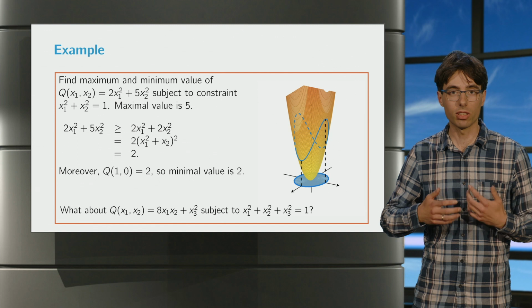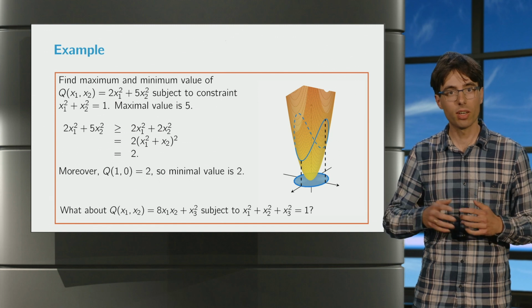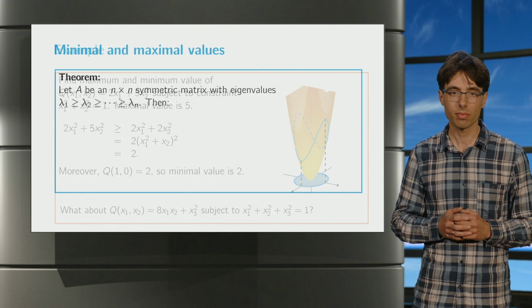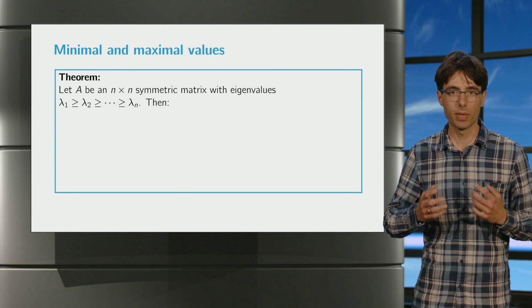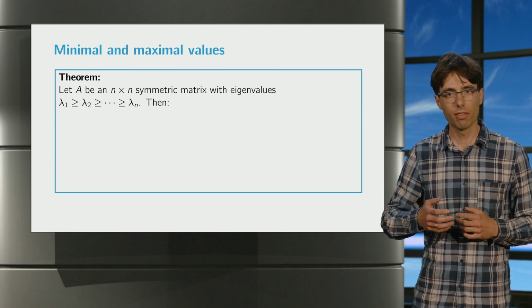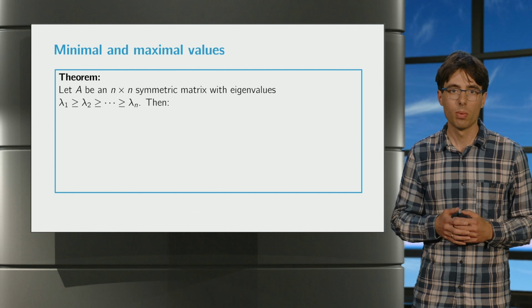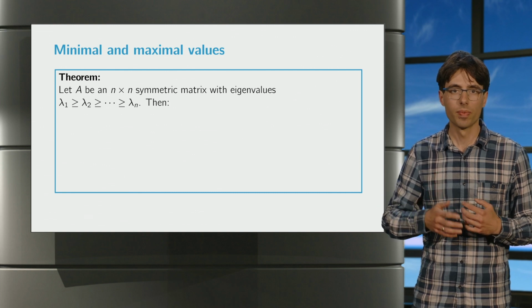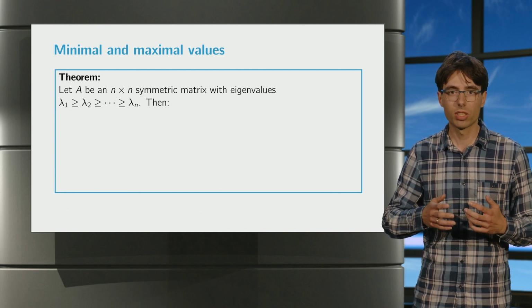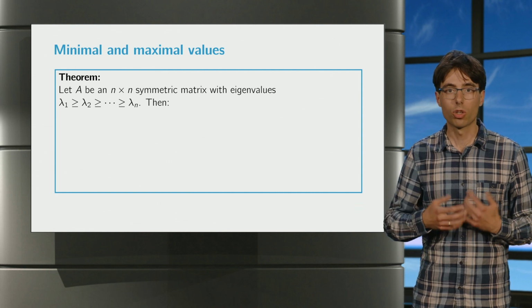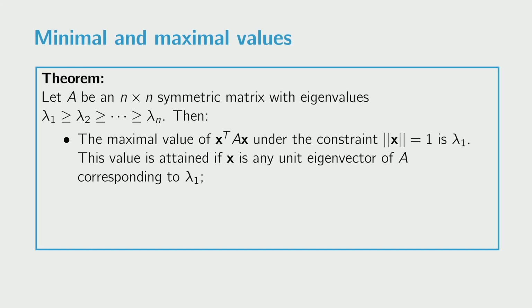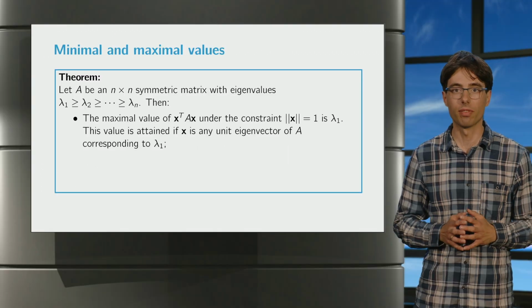This is where linear algebra comes in. The following theorem tells us what to do. We let A be a symmetric n by n matrix with eigenvalues lambda 1 up to lambda n, which are ordered from large to small, and eigenvalues with a higher multiplicity are listed several times according to this multiplicity. Then the maximal value of the corresponding quadratic form under the constraint that the norm of x is 1 is equal to lambda 1, the largest eigenvalue.